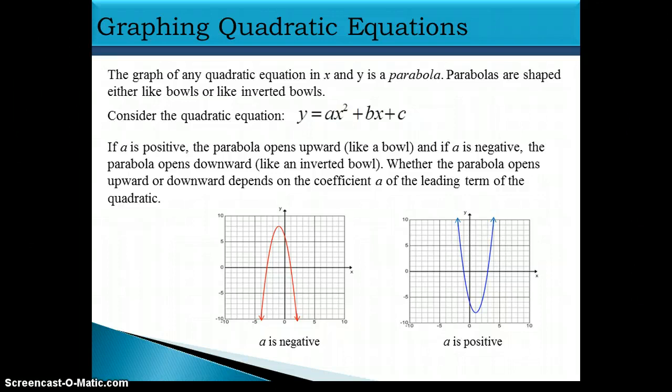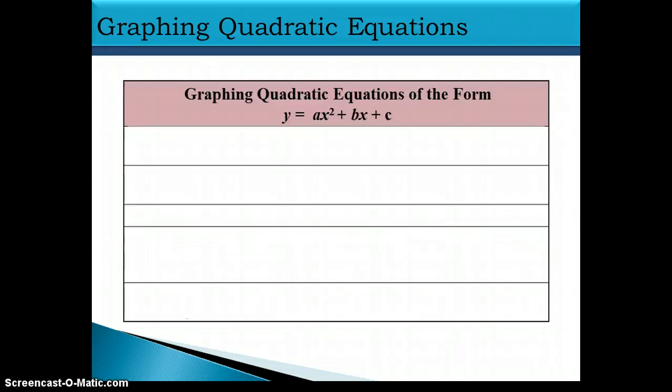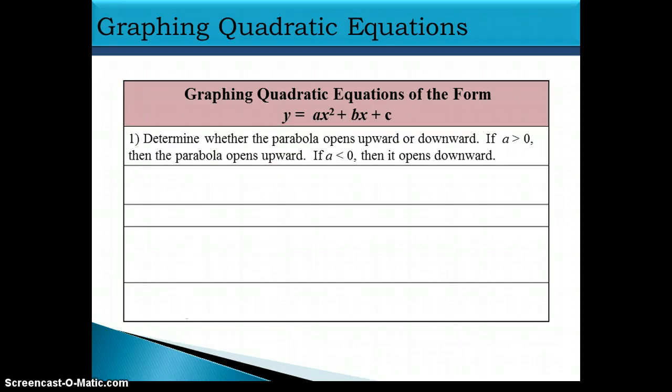So let's look at some steps for graphing quadratic equations. The steps for graphing quadratic equations of the form y equals ax squared plus bx plus c start with determining whether the parabola opens upward or downward. So look for the coefficient on the x squared, and if that is a positive number, then the parabola opens upward, and if it's a negative number, then you know it's going to be opening downward.